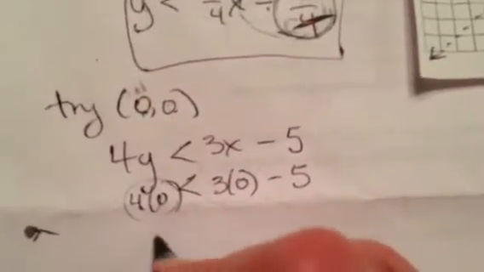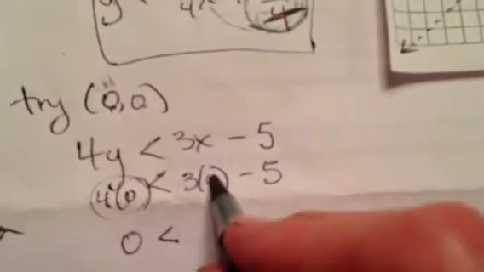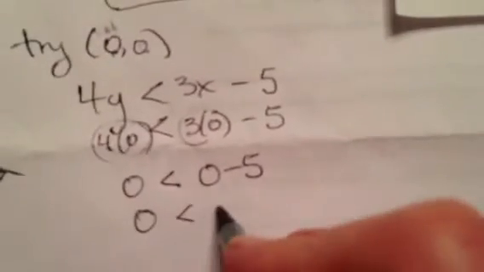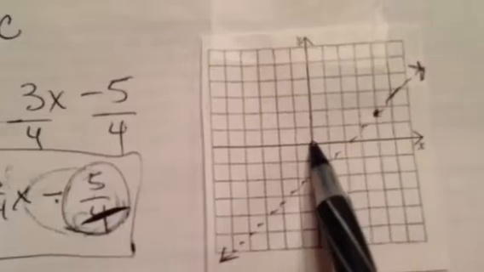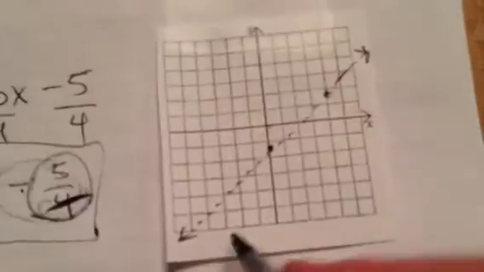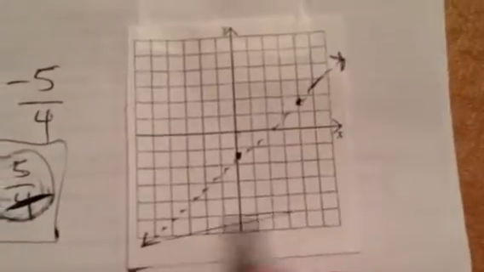And right here, 4 times 0 is 0. And I'm asking myself, 3 times 0 is 0. So notice I get 0 is less than negative 5. Now, is that true? Is 0 less than negative 5? No. So that means this point that we tried, 0, 0, didn't work. And notice it's above the line. What that means is if this point didn't work, that means nothing above the line will work. Which means it's either going to be points above it or below it. It must be the points below.